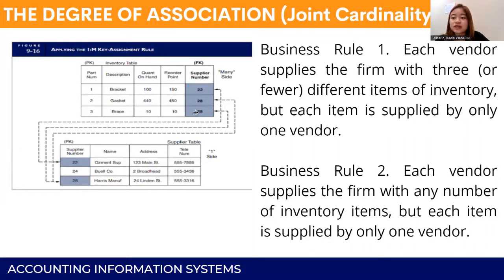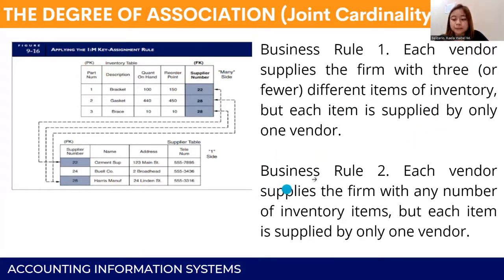So nandito na rin naman, explain na din natin yung business rule number 1. So each vendor supplies the firm with 3 or fewer different items of inventory, but each item is supplied by only one vendor. So para ma-explain to, makikita natin, gamitin natin example si supplier number 28. Makikita na sa supplier number 28, nagsusupply din siya to part number 1 and part number 3, which means different items of inventories but supplied by only one vendor.